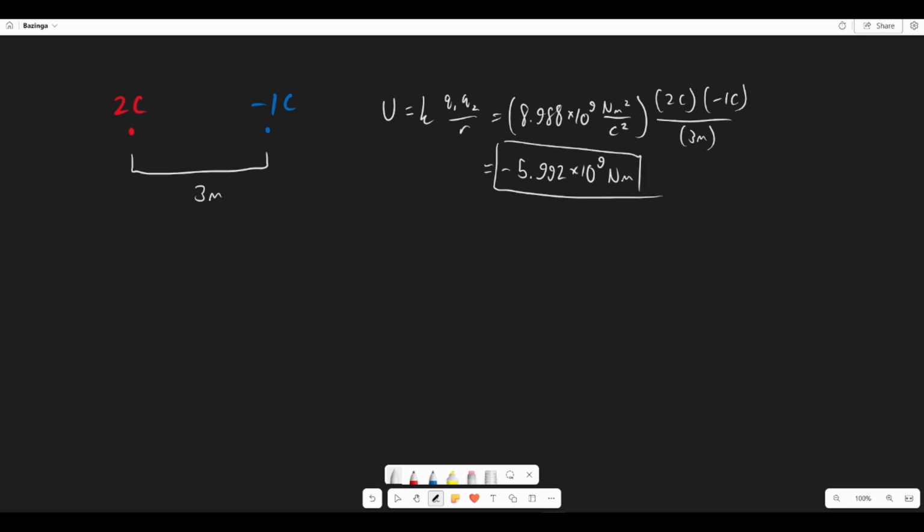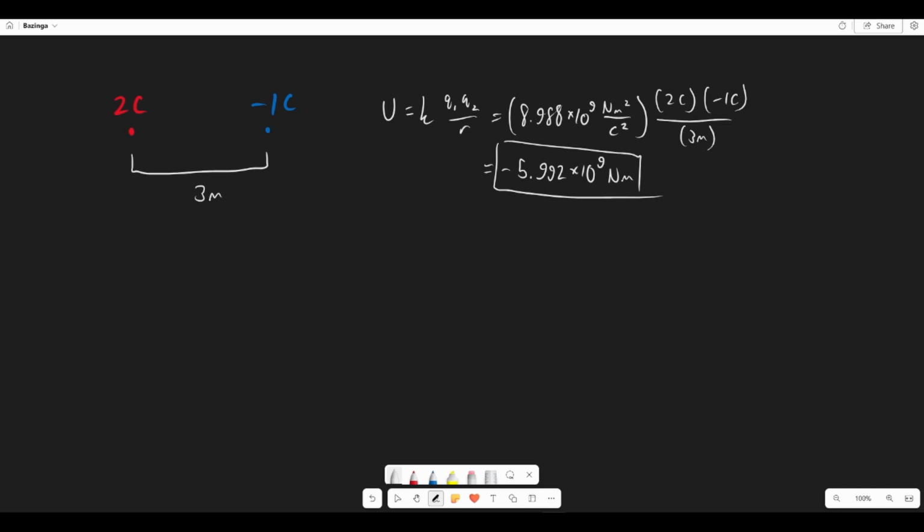Now let's think intuitively about what this number means, because right now it just seems like some random negative number. What does it mean to have a negative number for potential energy between two particles? Well, recall that potential energy between two particles defined like this is indicative of the difference in potential energy between the particles being infinitely far from each other and them being at a distance r from each other.